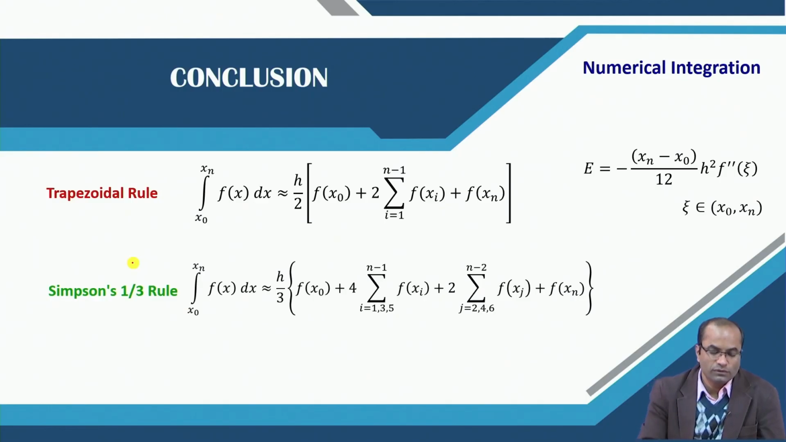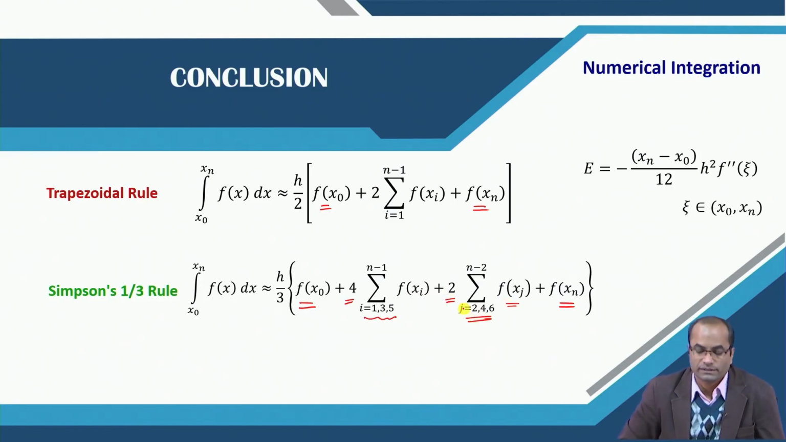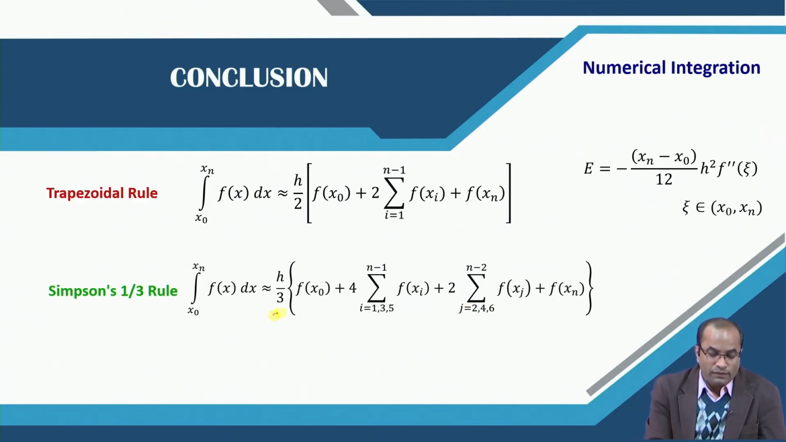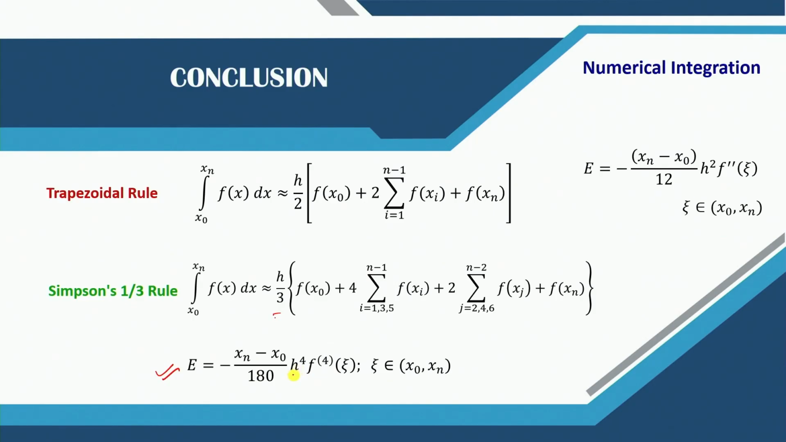Whereas, in the Simpson's rule we have a slightly different formula, where again the first and the last points are exactly the same as in the trapezoidal rule, whereas the internal points, all those having odd indices 1, 3, 5, will have 4 times the function value, and 2 times the function value for those having indices 2, 4, 6, etc. Well, and the error here is of higher order. There it was h^2, and here we have h^4 for the Simpson's rule.